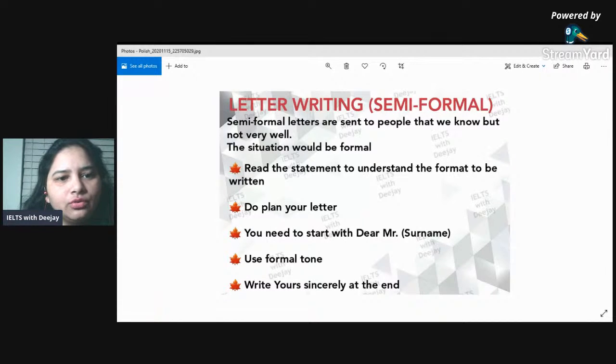Then we have to use a formal tone in this type of letter, and we will write yours sincerely at the end. I told this thing for faithfully, we need to learn that formal and faithfully, F and F, and for sincerely, semi-formal with S, sincerely with S. This is how we can remember how we have to sign off, how we have to end this letter with yours sincerely. Okay.